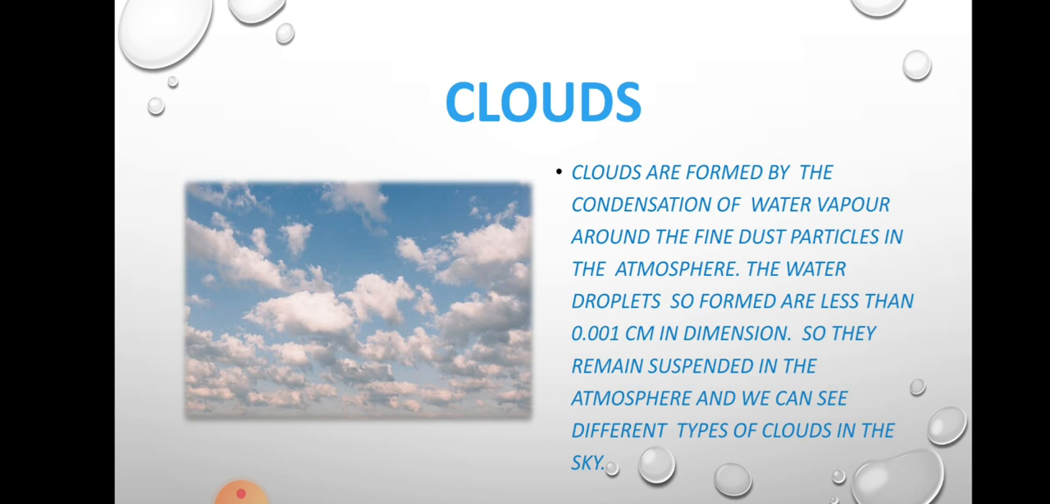It starts to condense, that is, from water vapor it changes into water droplets, and it remains suspended in the atmosphere. The water droplets so formed are less than 0.001 centimeter in dimension, and so they remain suspended in the atmosphere, and we can see different types of clouds in the atmosphere.